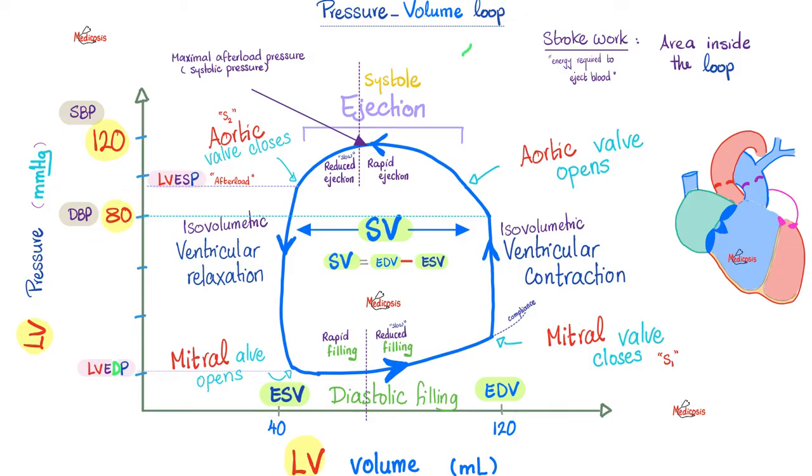If you are a math nut, you remember that under every curve, there is something called area under the curve that can be calculated through calculus. Since this is not a curve, this is a loop, we have area inside the loop. It's called the stroke work, i.e. the energy required to eject blood in a stroke. Hence, stroke volume. Hence, stroke pressure.